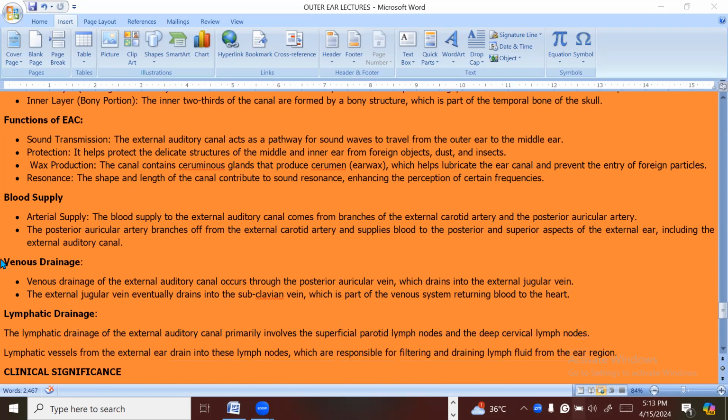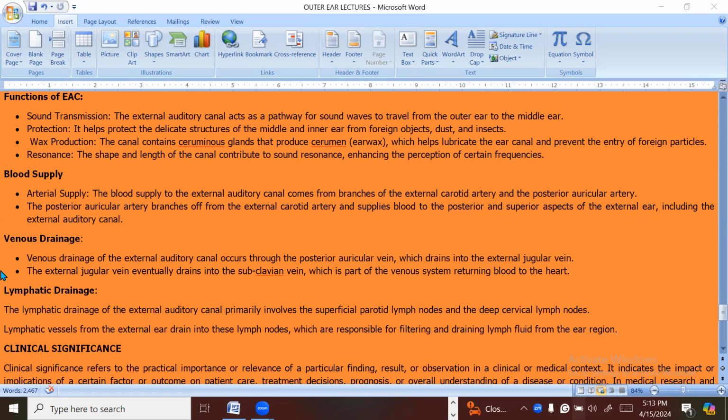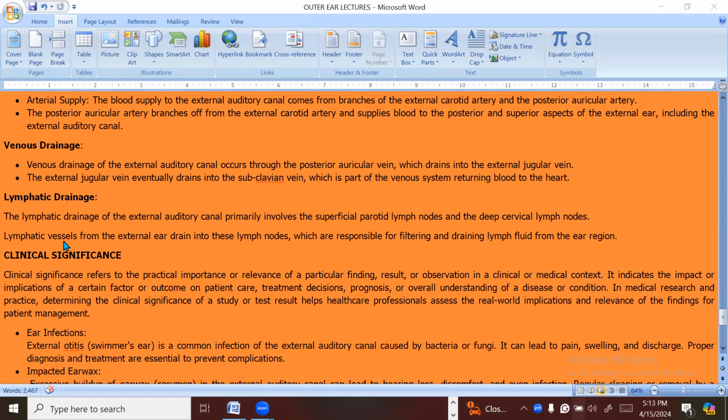Resonance. Blood supply. The arterial blood supply to the external auditory canal comes from the branches of the external carotid artery via the posterior auricular artery, like we explained earlier, and other branches of the auricular arteries too. Then the venous drainage is also through the posterior auricular vein, like we explained before, which now drains directly into the external jugular vein. While the lymphatic drainage is also from the superficial parotid lymph nodes and deep cervical lymph nodes.